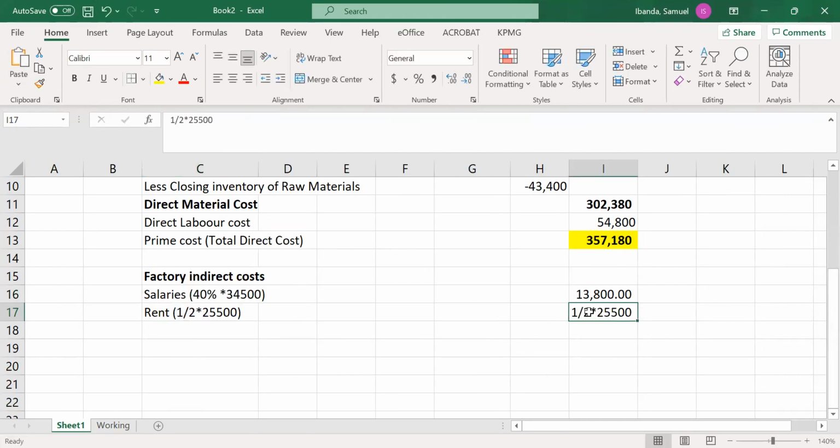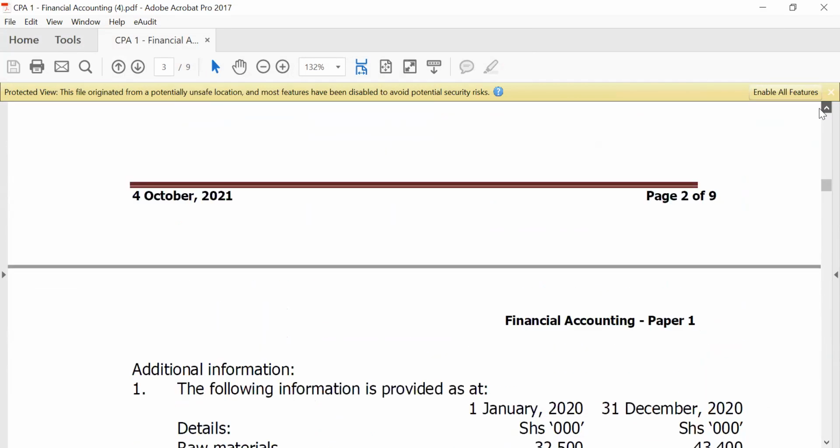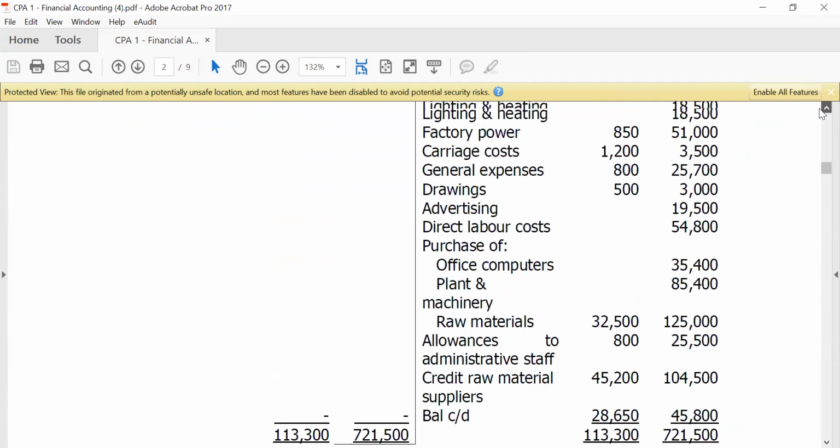So I'll just try to use my Excel here and see if I can get the value. So I get 127.50. 127.50 is my rent. So after that, I need to go back to my question and look for another cost or another expenditure. So I'm just trying to follow them in order.